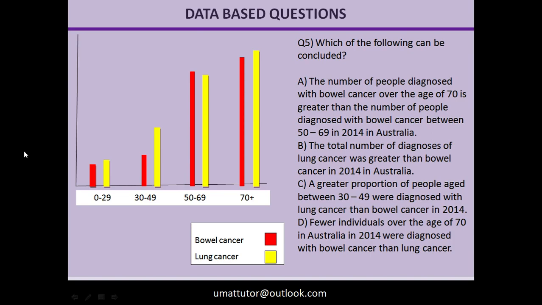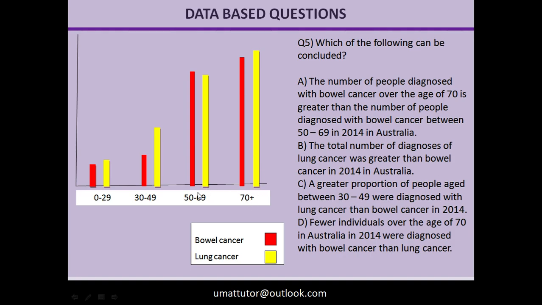Option A. The number of people diagnosed with bowel cancer over the age of 70 is greater than the number of people diagnosed with bowel cancer between 50 and 69 in 2014 in Australia. So also assume that this is a question which is about Australia 2014. So I should have said that. So now, it looks like quite a good option from the start, in the sense that bowel cancer, represented by red, is indeed higher in 70 plus than in this group.